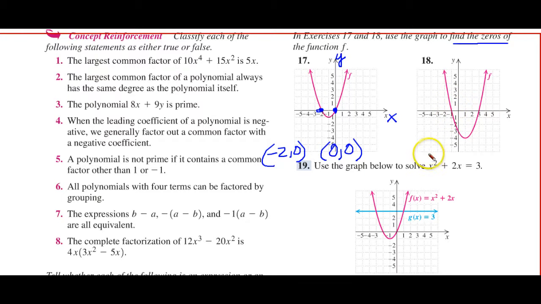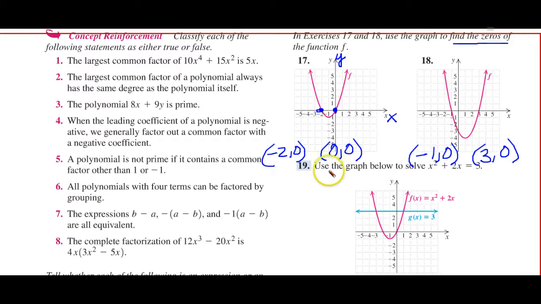So there it's going to be a -1, 0. That's this 0 right here. And the other one is going to be a 3, 0. So when we're finding the zeros.